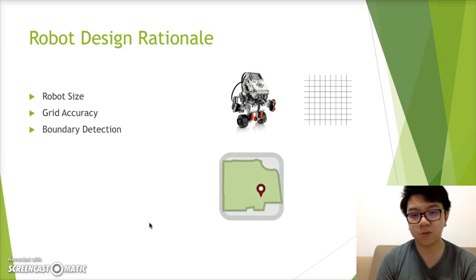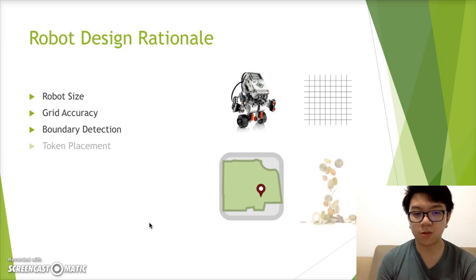Next, we talk about the boundary detection. We need to ensure that our robot is actually not out of bound when it is detecting the boundary itself. And lastly, we talk about the token placement. We have to ensure that our robot itself is able to place the token in the deposit. Hence, we craft our robot to have a much simpler way of placing the tokens by using the rotation.